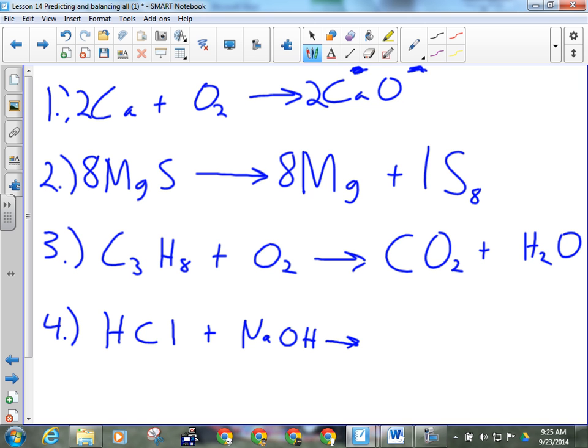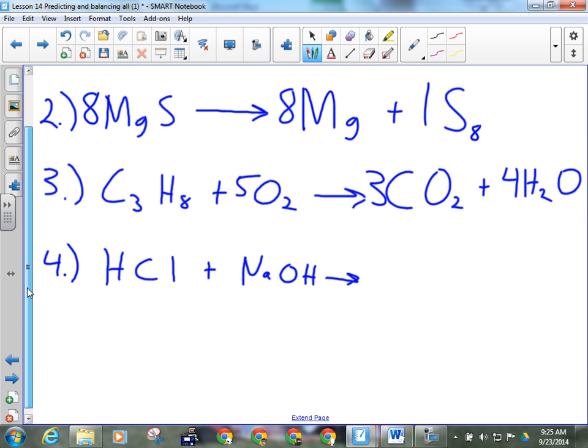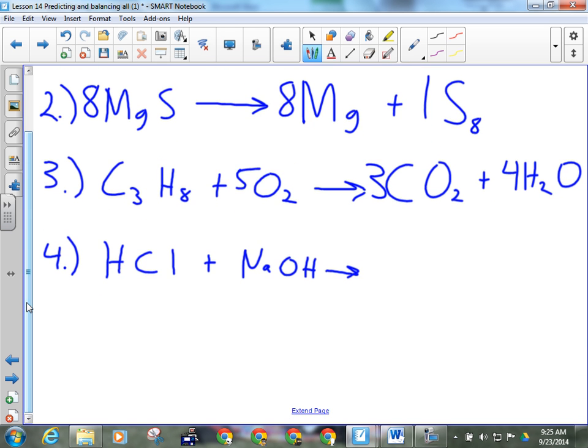3 carbons, starting alphabetically. 3 carbons over here. 8 hydrogens, 8 hydrogens over there. Now I have to balance my oxygens. 3 times 2 is 6, plus 4 more is 10. 5 times 2 is 10. Everybody all right with that one? For combustion, like I said, you basically just memorize the products. We just did this one a minute ago as the example. Let's try a different one.